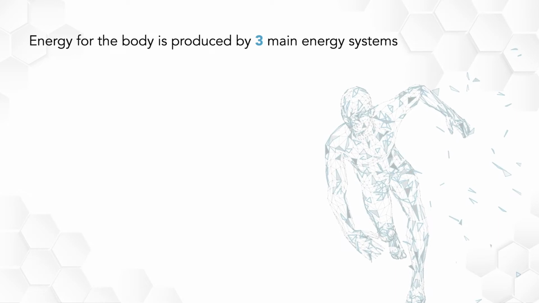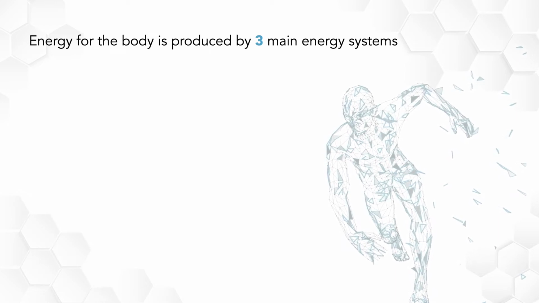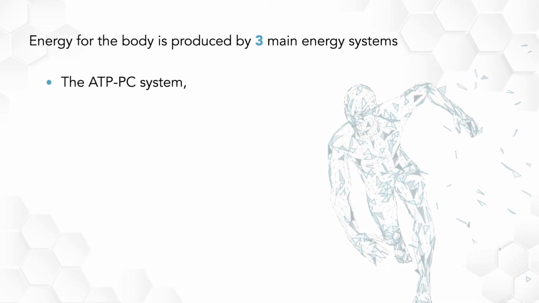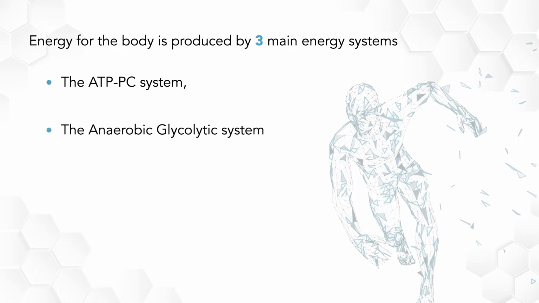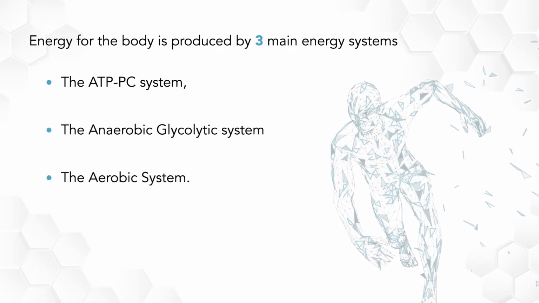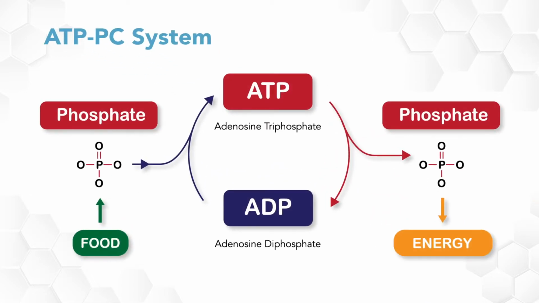Energy for the body is produced by three main energy systems: the ATP-PC system, the Anaerobic Glycolytic system, and the Aerobic system. Let's start off with the ATP-PC system. As the name suggests, the ATP-PC system incorporates adenosine triphosphate and phosphocreatine into the process of energy production. This energy system provides immediate energy through the breakdown of these stored high-energy phosphates.